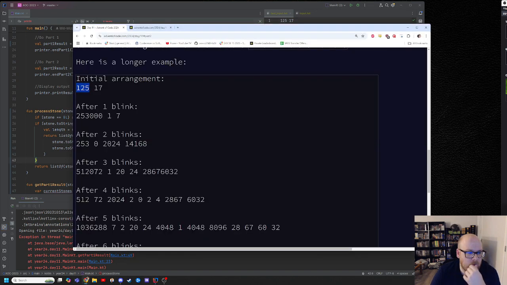So, oh, but wait a minute, the numbers don't interact. The numbers don't interact at all. Is this a dynamic programming problem? I think this is a dynamic programming problem. Maybe.